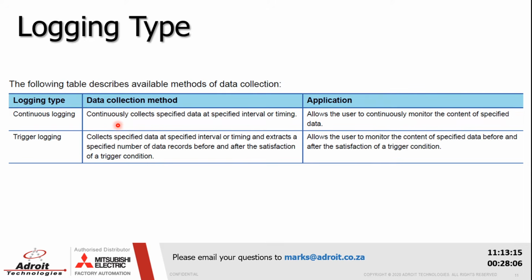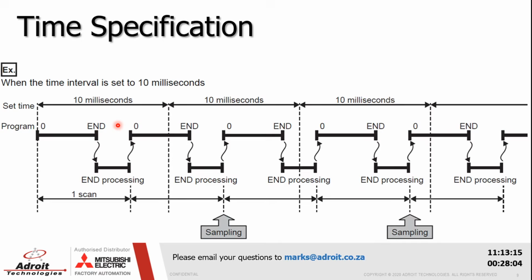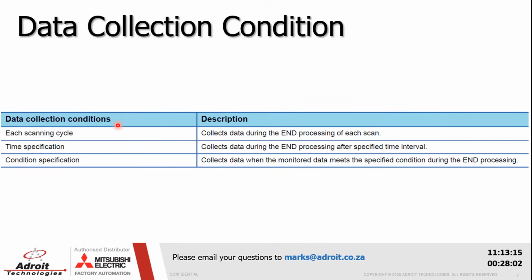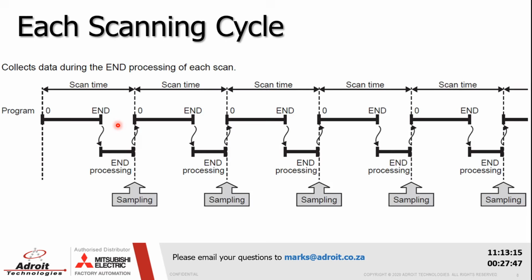Okay, so if you have a look back at this over here, it is different from the condition specification. If you have your trigger condition true, and your condition specification true, and you have your trigger specification true, only then will it log the data for you. Okay.